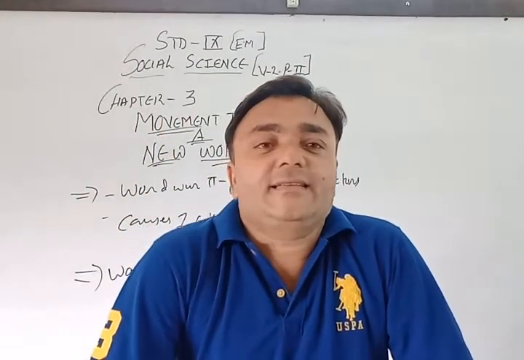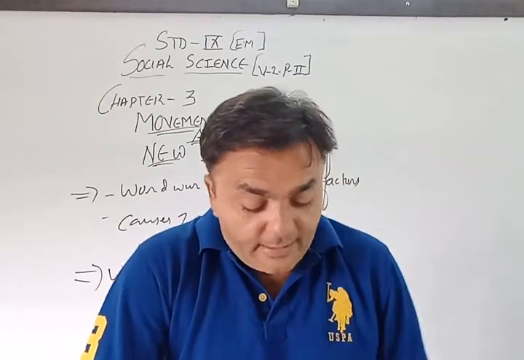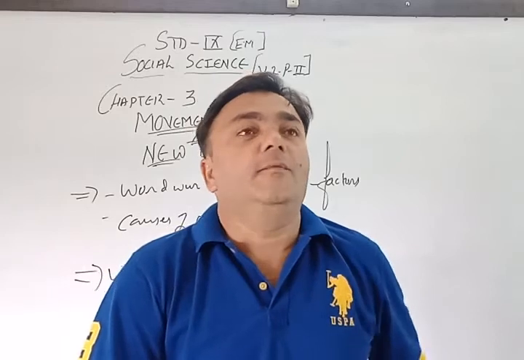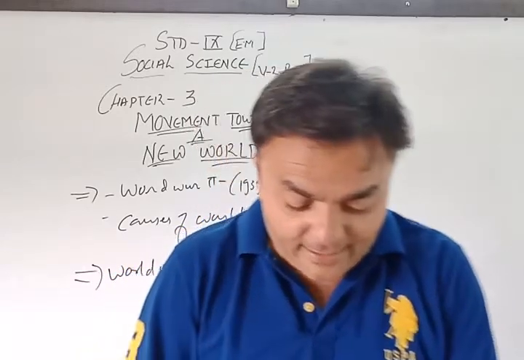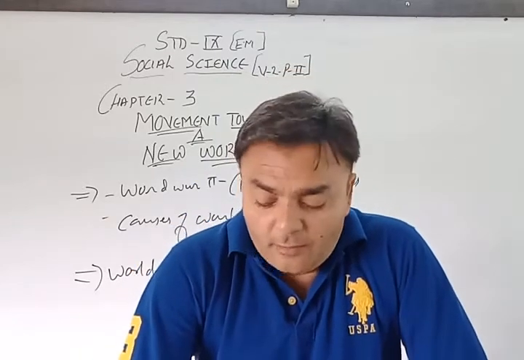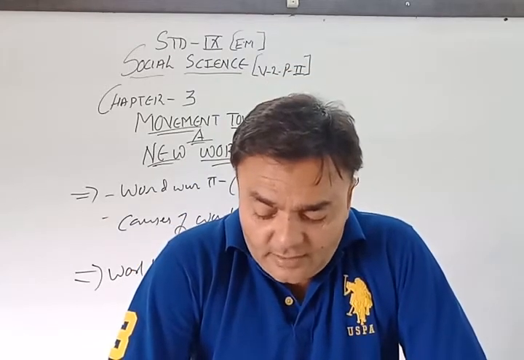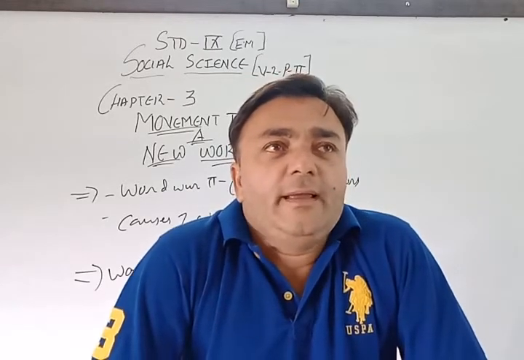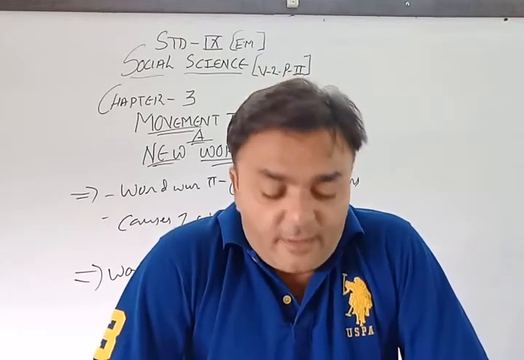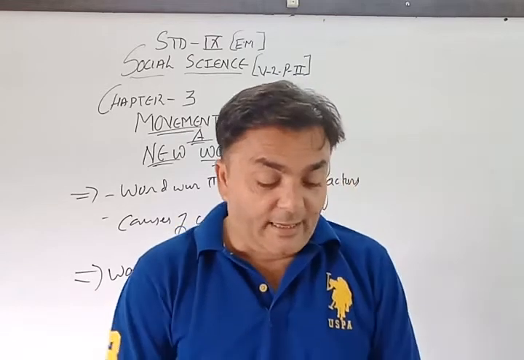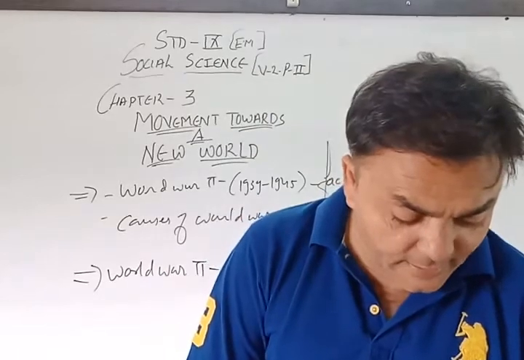Now we are with SS, as we had gone through the third lesson, Movements Towards a New World. We had seen that there was a First World War, its impact, and how Italy, Germany and Japan played a vital role in the causes of the Second World War. So we have finished some four points about this. Let me just go through it.